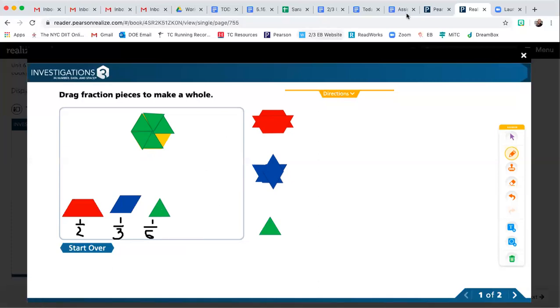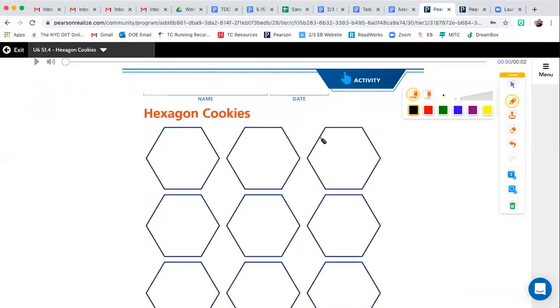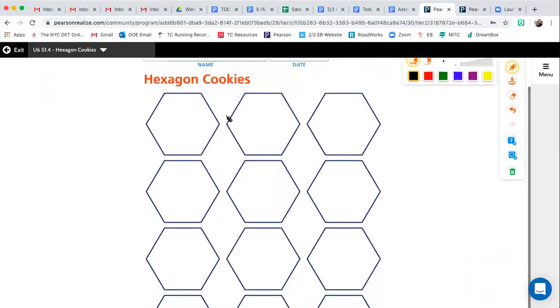So you're going to have a page for your worksheet today. You may notice your worksheet will look something like this, and you're going to have a page full of these hexagon cookies. Each one of these little cookies equals one whole cookie. Your task today is to find as many different combinations as you can of the red shape, the blue shape, and the green shape that will cover a whole yellow hexagon cookie exactly.